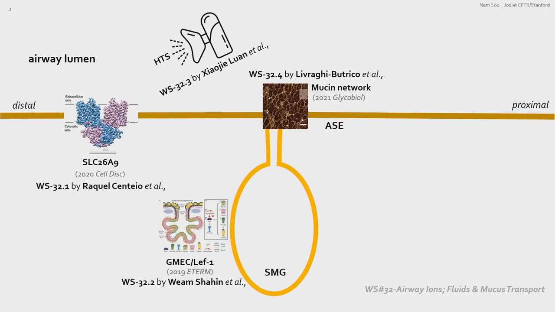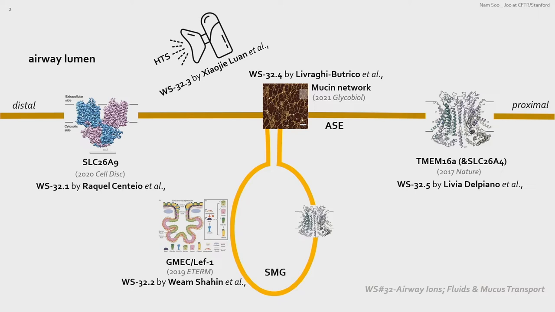And fourth speaker, Dr. Alessandra Livraghi-Butrico, she will discuss the size of mucin and its impact on mucociliary clearance using transgenic mice. And the fifth speaker, Livia Del Piano, will discuss the role of TMEM16A in the regulation of ASL pH using cells harboring rare CFTR mutation. So let's start with the first speaker, Raquel Santel. Welcome.